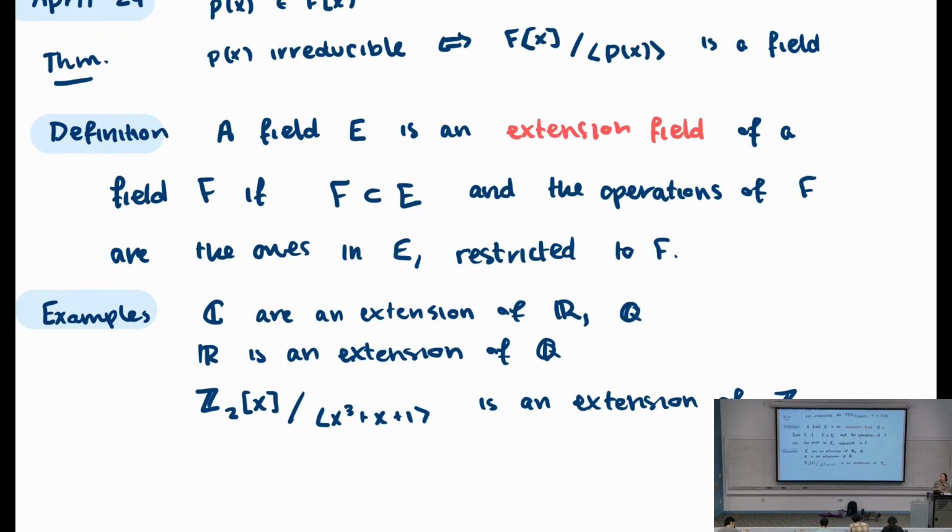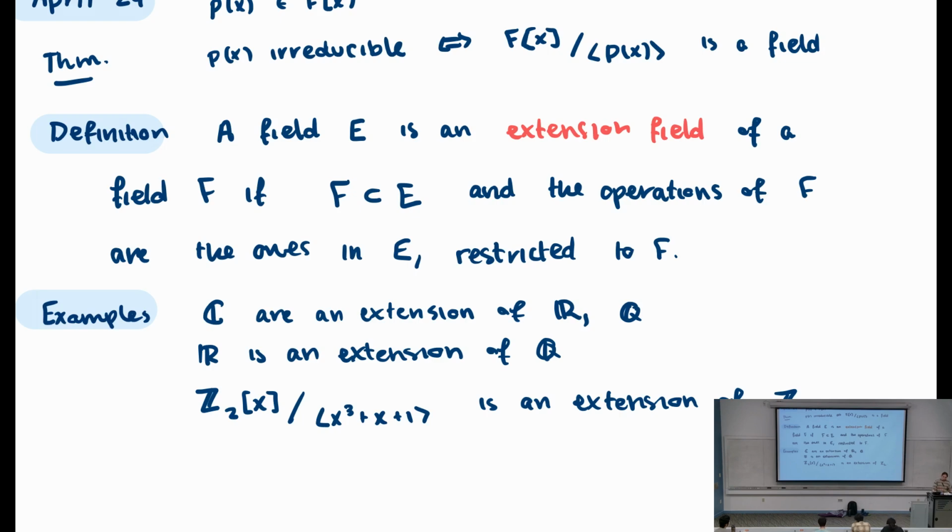Okay, are there any questions about the definition or the examples? Yeah. C is an extension of Q, because Q is inside of C. Of Z, no, because Z isn't a field. Yeah, other questions?